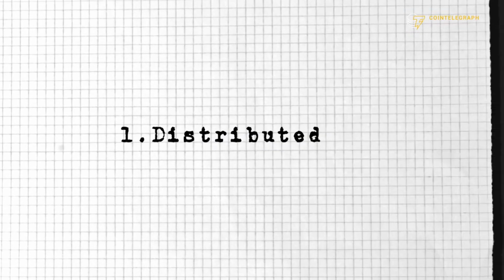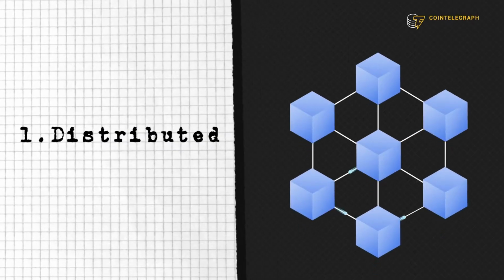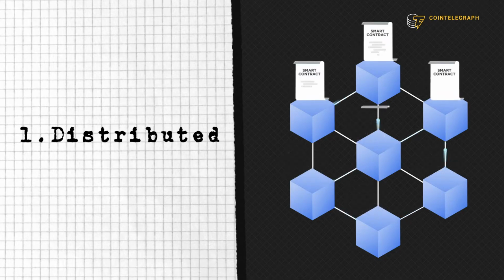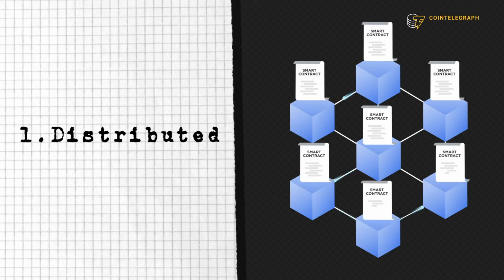Distributed. Each node in a blockchain network stores all the data for the network. You can think of nodes as small servers that are constantly pinging each other to make sure they all have the exact same data. This data includes smart contracts, which are replicated and distributed to all nodes in the network. This is the process that guarantees a smart contract on the network will execute.